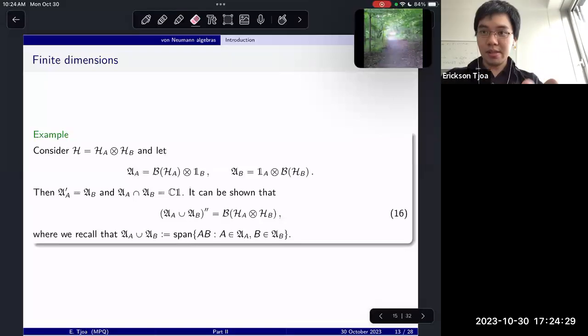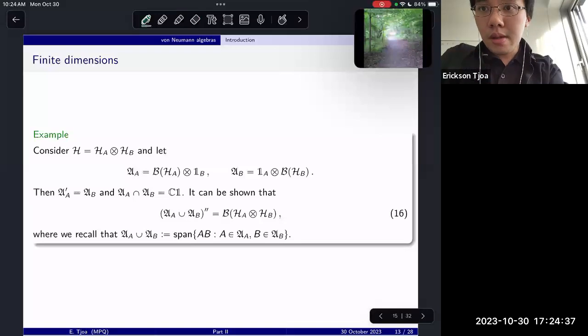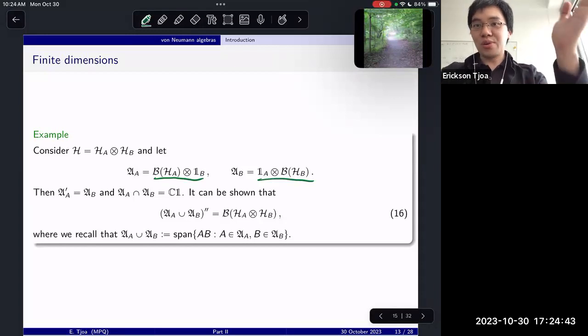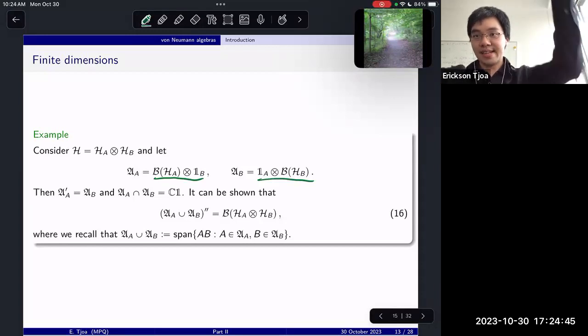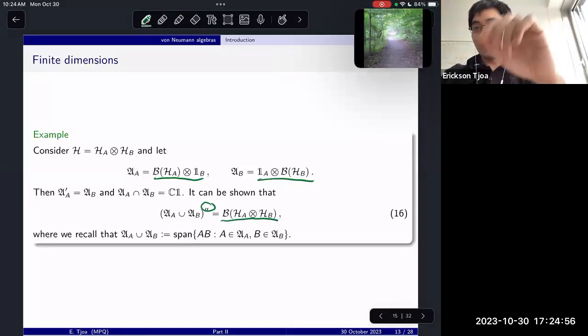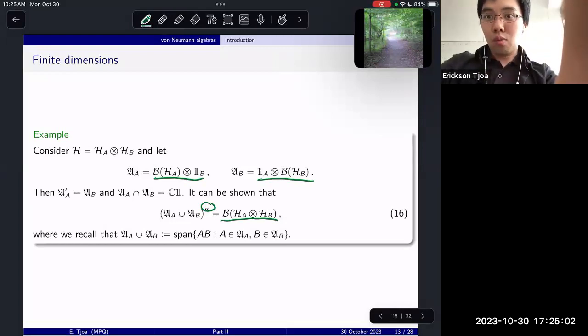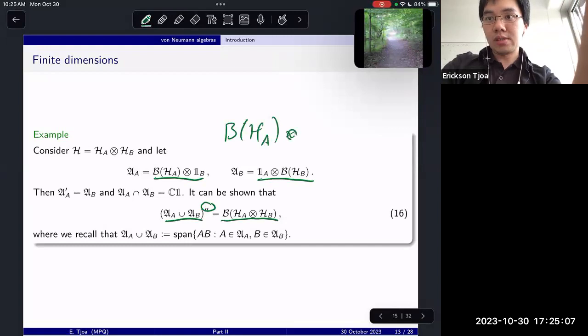tensor HB. Actually, this example comes back to something that I mentioned earlier. Remember that this and this are local algebras, right? So they don't include, for example, non-local entangling operations that act on both sides. Which means that if you don't take the bicommutant, you actually don't get everything here, because here actually includes everything that has the operators that can entangle, so-called in quantum information language. While here, you only contain stuff that looks like this.